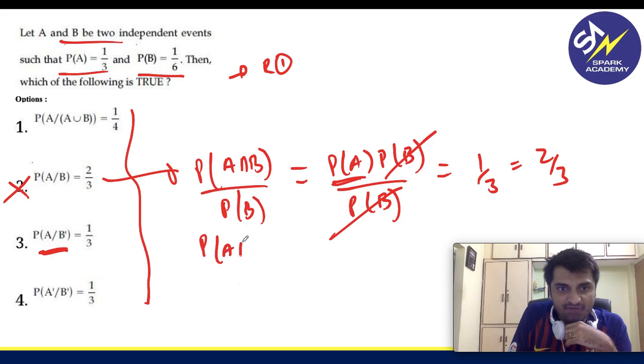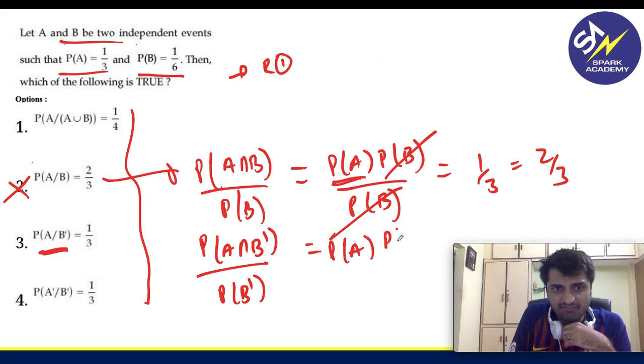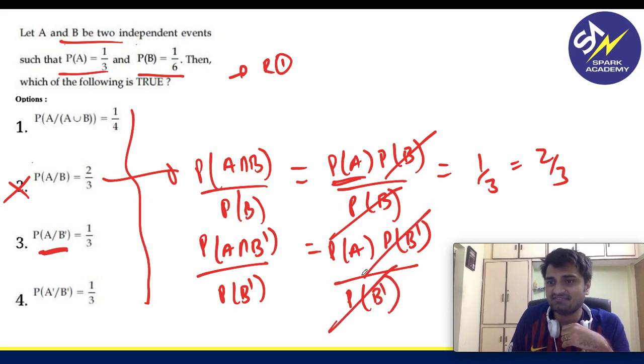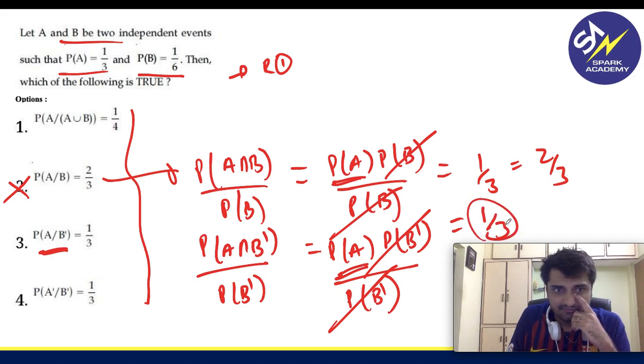This is like P of A intersection B bar by P of B bar. Same thing, guys. P of A, P of B bar, whole divided by P of B bar. Cancelled, cancelled. So what will I get? P of A again. P of A is what? 1 by 3. Maybe, guys, what about this?